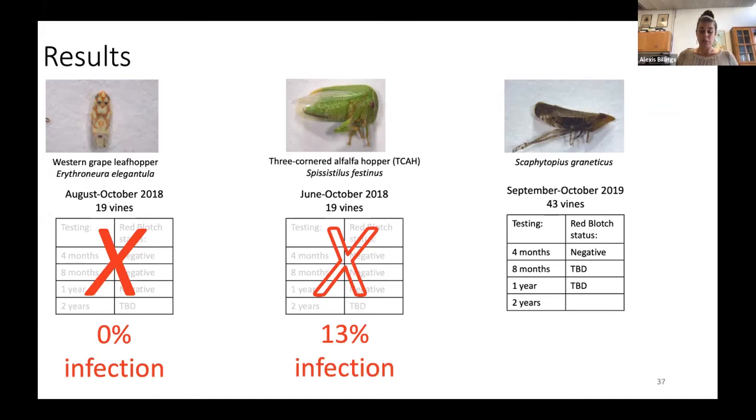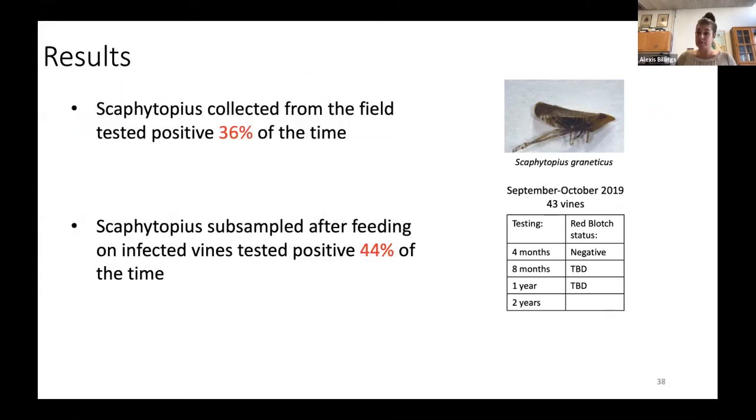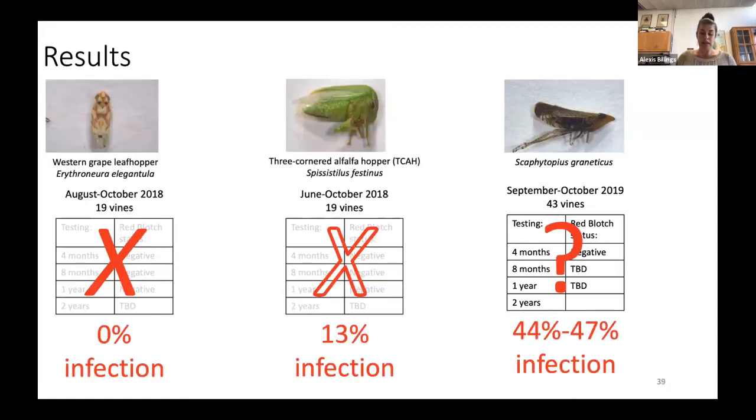Finally, the vines that Scaphotopius fed on have also tested negative so far, but we have only processed that 4-month sample. It should be noted that we took subsamples of Scaphotopius from the field before we placed it on an infected vine, as well as after. And we found that the Scaphotopius from the field was infected 36% of the time, and after feeding on an infected grapevine for 48 hours, tested positive 44% of the time. So combine this with the previous survey that found 47% to test positive, and that we only have results from the 4-month time point, and we cannot rule out Scaphotopius yet.